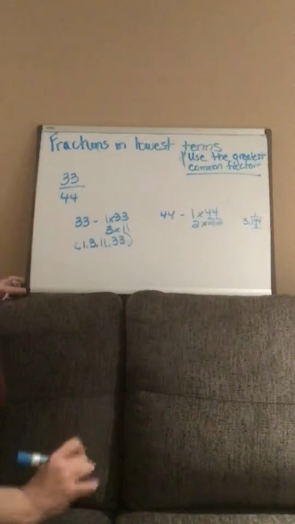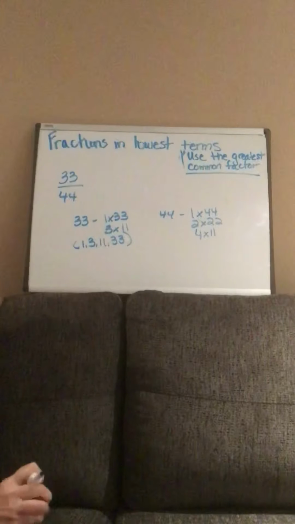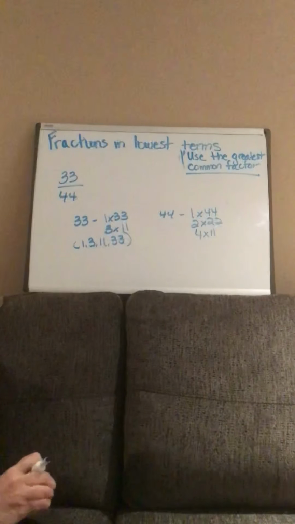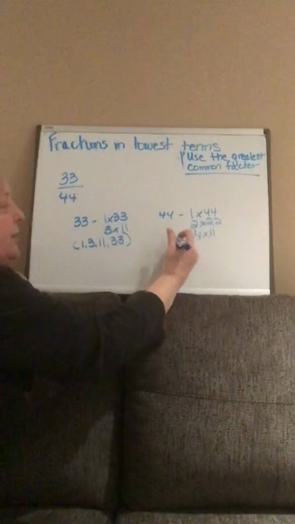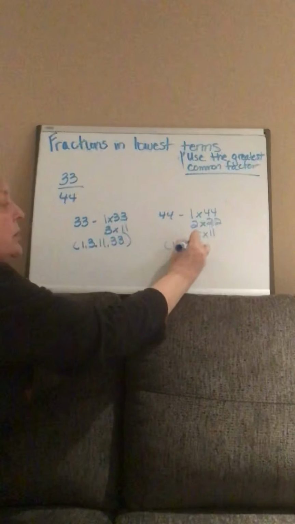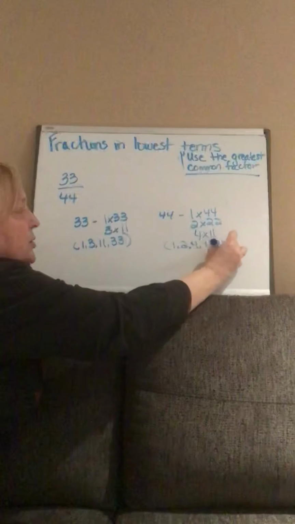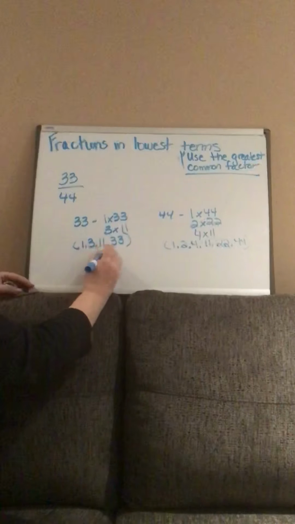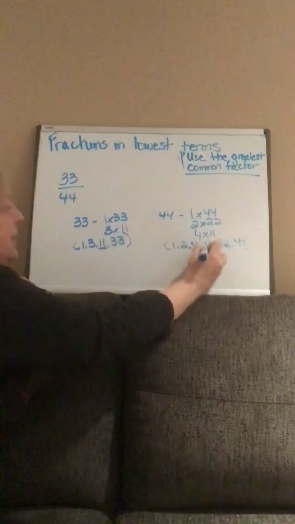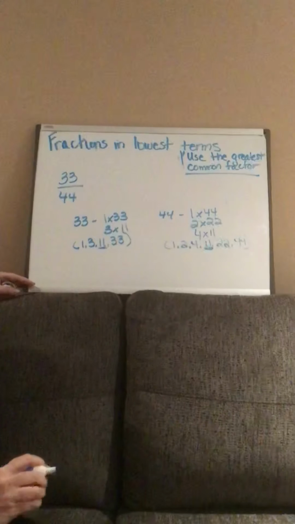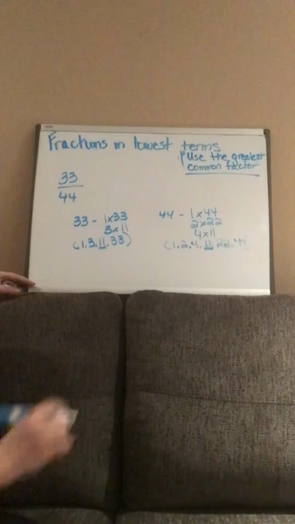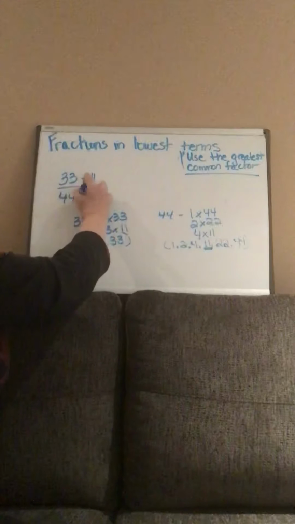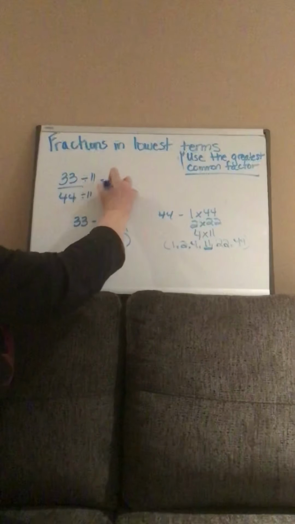Then I do 4. 4 times 11. 5 does not work. 6 doesn't work. 7 doesn't work. 8 doesn't work. 9 doesn't work. 10 doesn't work. We know 11 works. So smiley face. 1, 2, 4, 11, 22, 44. I look through here and I only have one common factor, which is 11. So that has to be the greatest common factor. Divide top and bottom by 11, and I end up with 3/4.